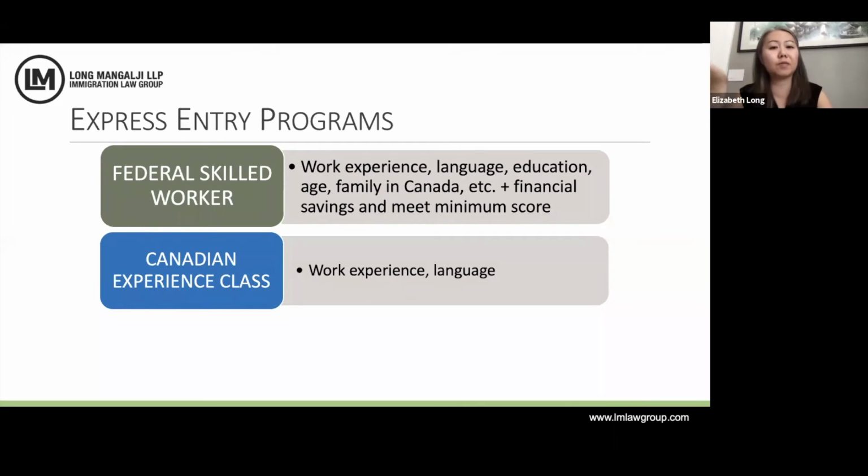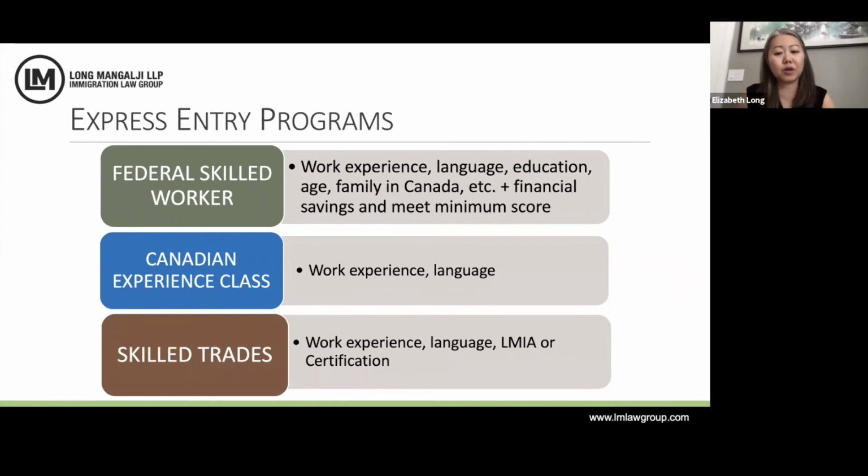You also need to pass a language exam. For the Federal Skilled Worker, you also need to pass the language of 6.0 in your IELTS for each category. But the languages for these categories is not as significant really as what we're going to talk about for languages to get out of the pool, okay? Because you probably likely need a lot more to get out of the pool.